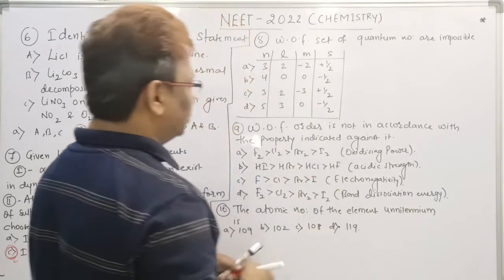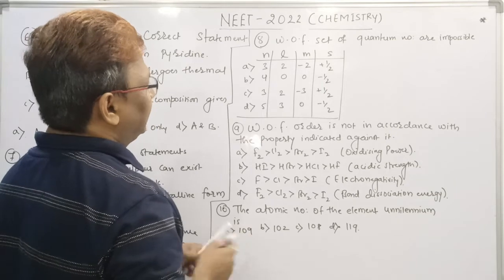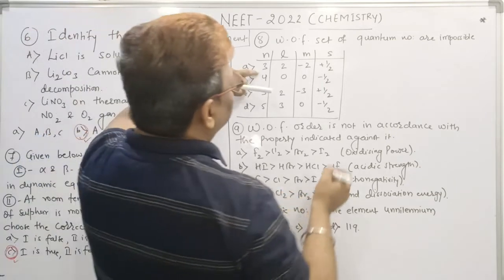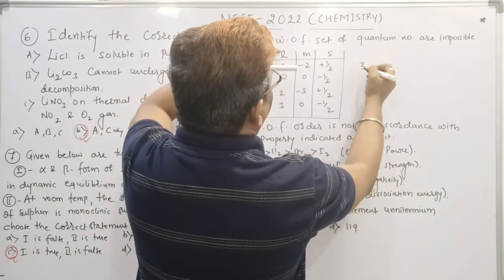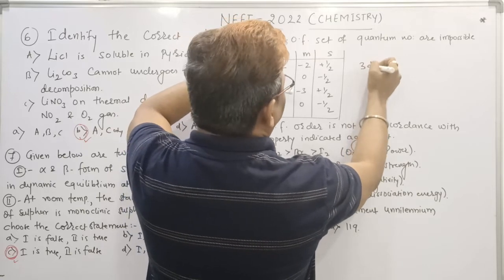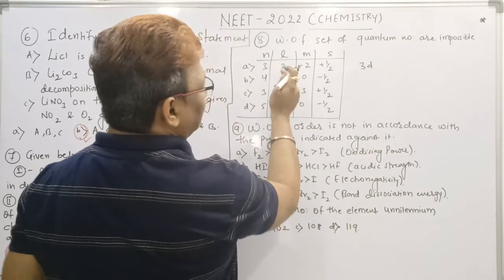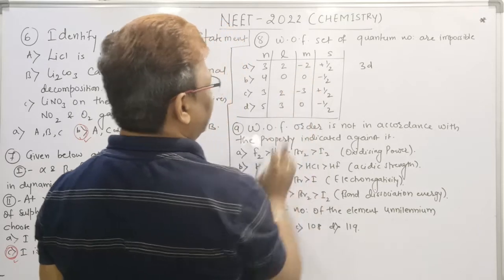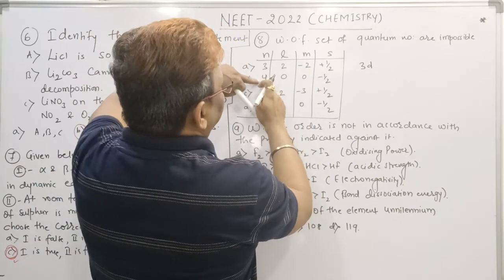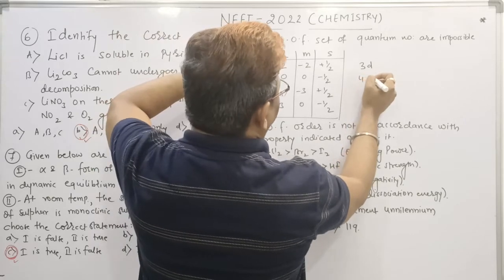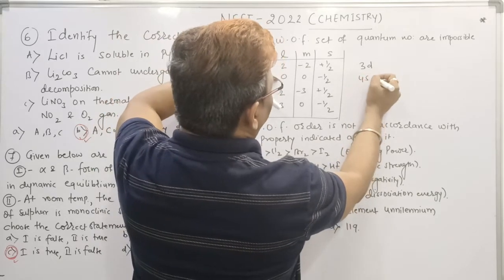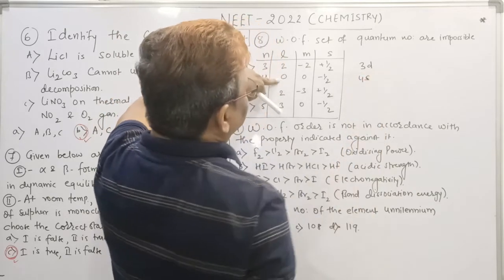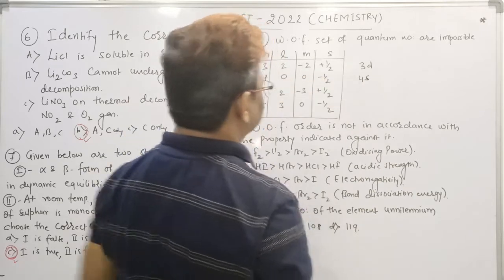NLMS, we can go through it. If n is equal to 3, then we can write 3. L equal to 2, then we can write D. But if L equal to 2, M should be minus 2, minus 1, 0, plus 1, plus 2. Okay, correct. Then n equal to 4, we can say 4. L equal to 0, we can write S, and this is possible.